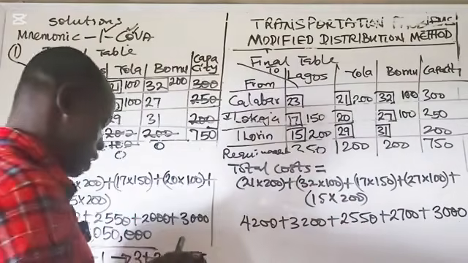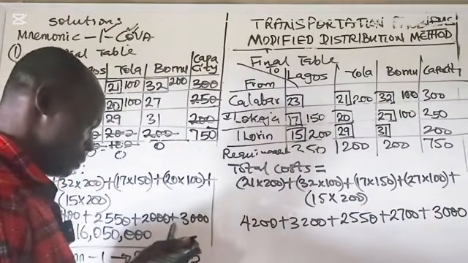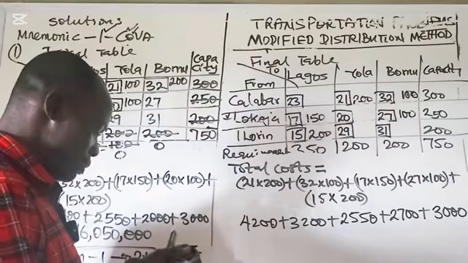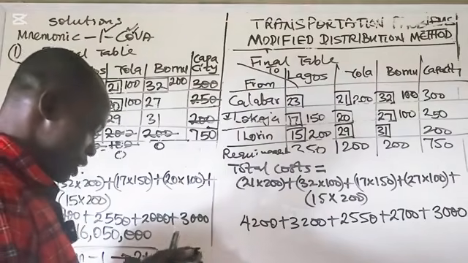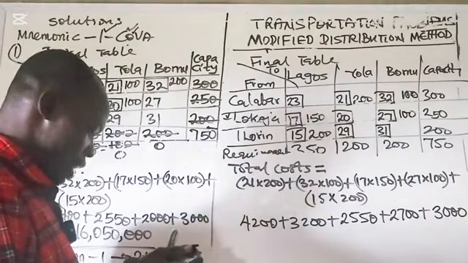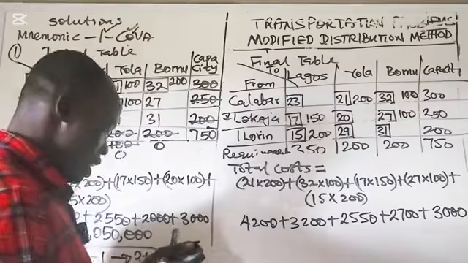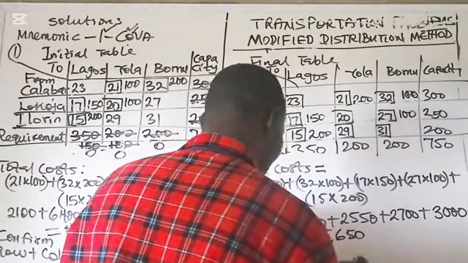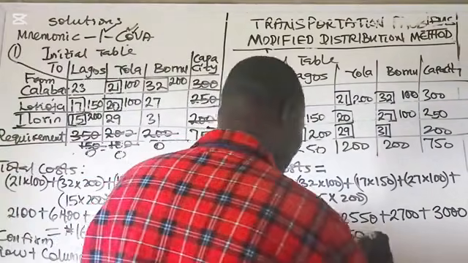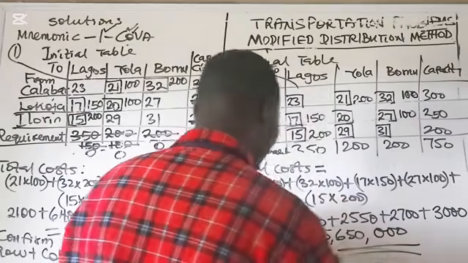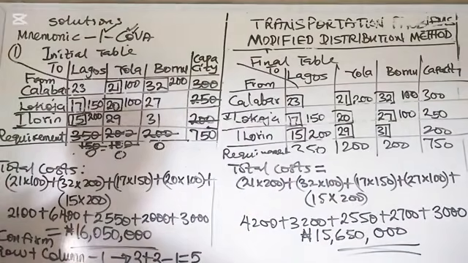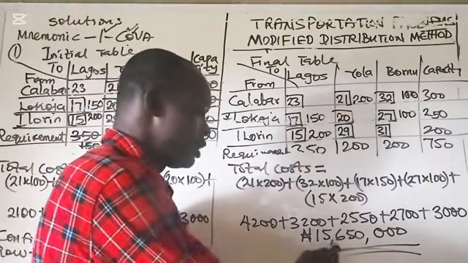So if you sum up the cost, we have 4,200 plus 3,200 plus 2,550 plus 2,700 plus 3,000. We have 15,650. Remember, all figures are in thousands, so you have 15,650,000. So this is the optimal, which is lower than the original cost of transportation we obtained earlier from the least cost method. So this is the optimal solution.